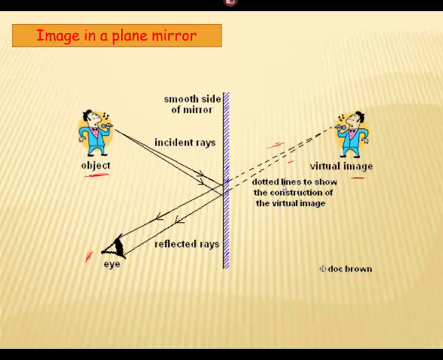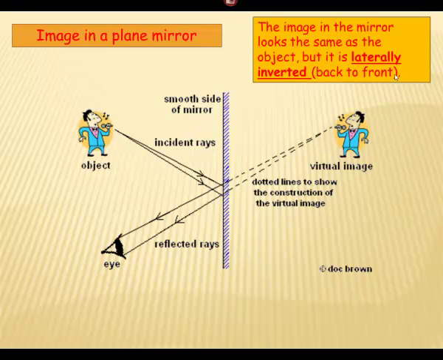They are virtual lines, but they're dotted lines to show construction of the virtual image. Okay, so that shows us there the position of our image. Now, the key thing is the image in the mirror looks exactly the same, but it's what we call laterally inverted. You may notice this if you're looking in the mirror at your own reflection, that left seems right and right seems left. That's what we call lateral inversion. So lateral inversion means it looks back to front.